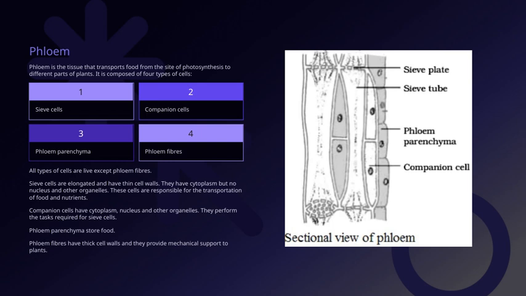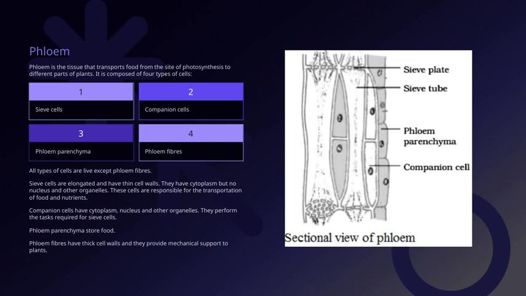We also have phloem fibers, which provide mechanical support to the plant due to their thick cell walls. Although they don't transport food, their role is equally important because they give structural strength. Last, the phloem parenchyma cells store food, acting as a reserve that can be mobilized when needed.